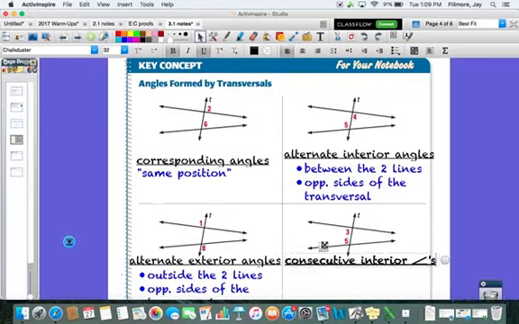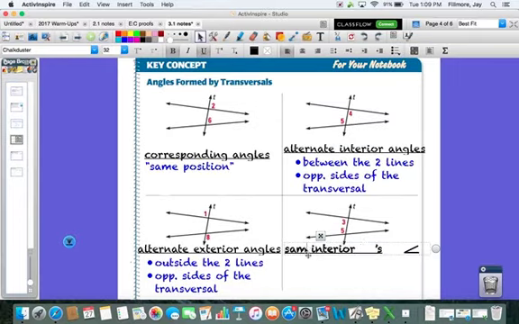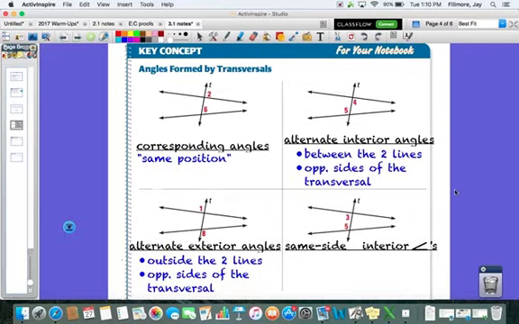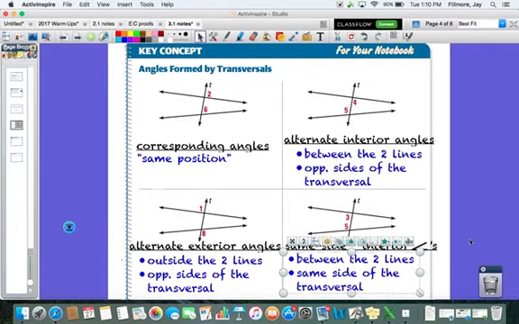Now, this says consecutive interior. In your textbook, they're called same side interior angles. Just like the other ones, they're pretty self-explanatory. Interior means they're on the inside of your two lines, just like alternate interior. But they're not alternate. They're on the same side. So 3 and 5, both on the left side. They're not on alternate sides anymore.